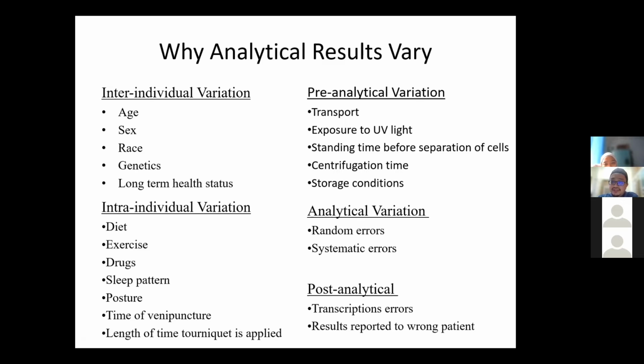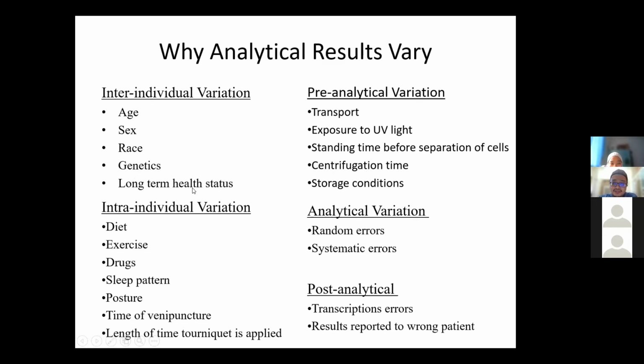Normal range in adults means that it is referring to those who are healthy and between 35 to 40 years of age. Inter-individual variation also occurs due to sex (jantina), race (bangsa), and genetics, so even between siblings, and also long-term health status.